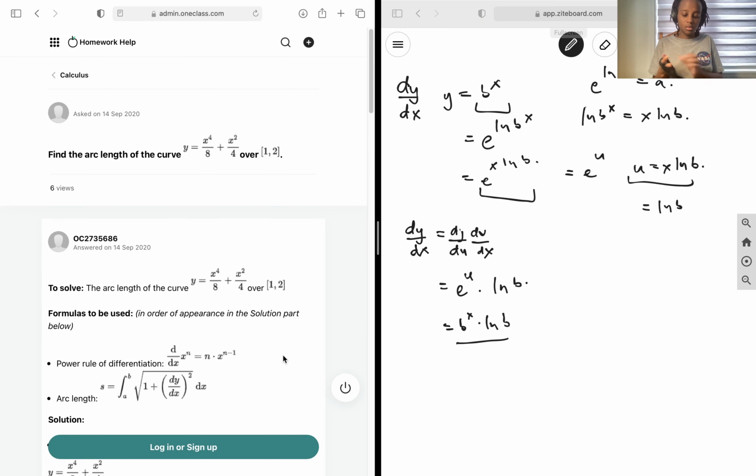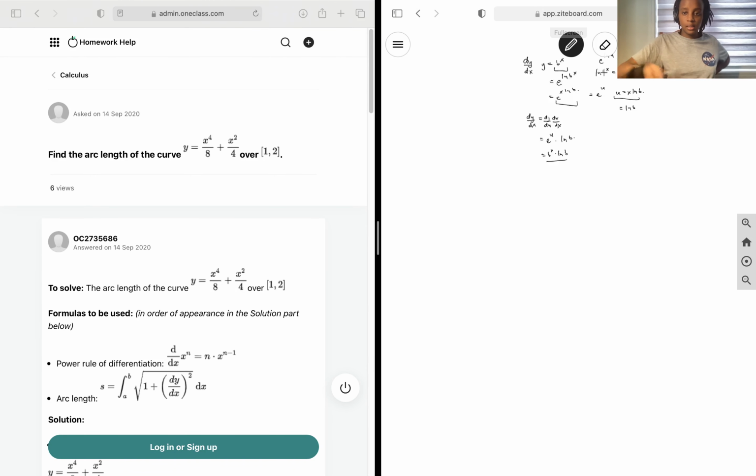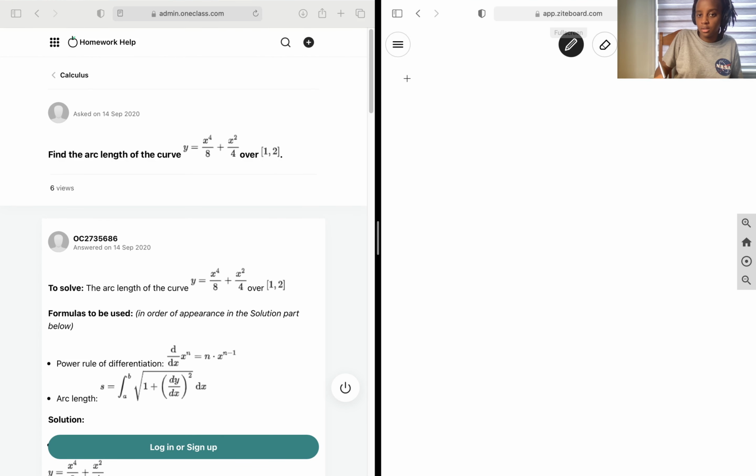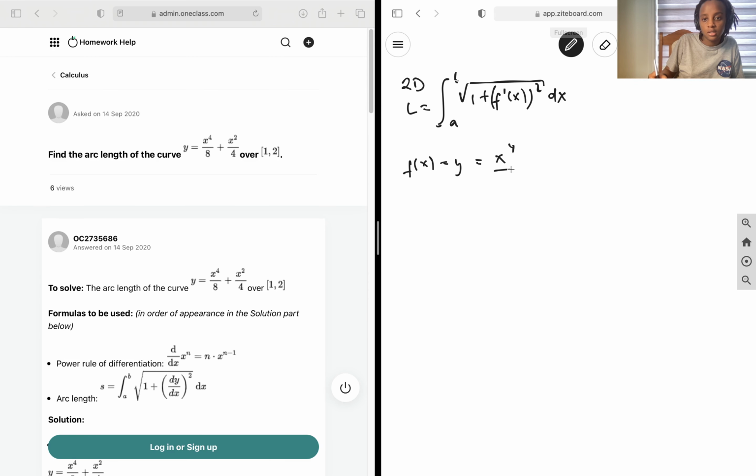Okay, next we're going to be using the arc length equations that we found in the previous example. But now we're going to be using the 2D version because we have y and x only, so there's no need to include z. And so our 2D equation looks like L is equal to the integral from a to b of root 1 plus the derivative of f(x) squared dx.